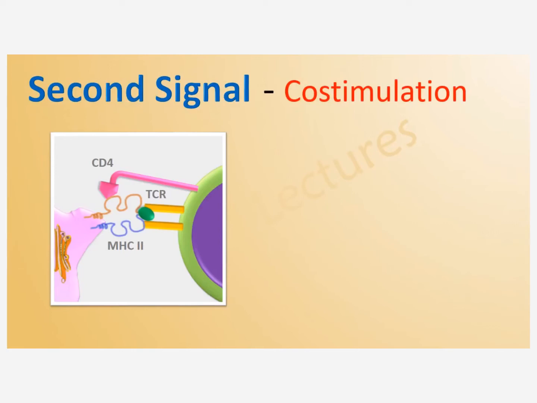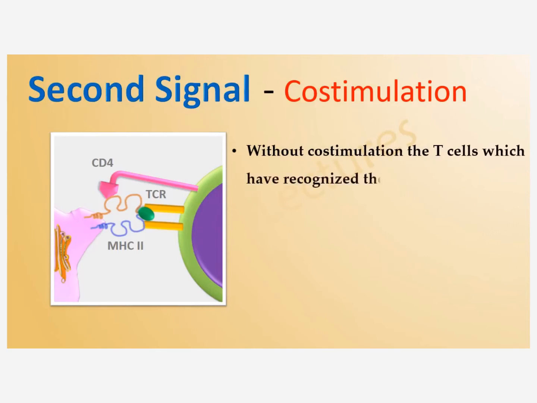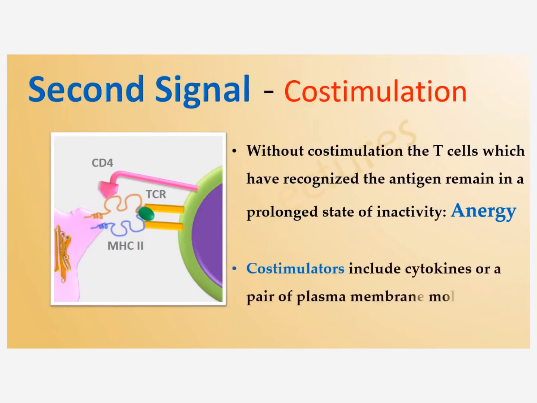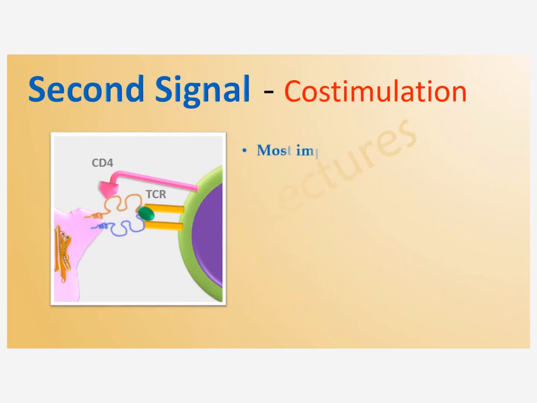Without co-stimulation, the T cells which have recognized the antigen remain in a prolonged state of inactivity. This state of inactivity is known as anergy. Co-stimulators include cytokines or a pair of plasma membrane molecules. More than 20 co-stimulators are known. The most important known co-stimulator pair is B7 or CD80 and CD28.